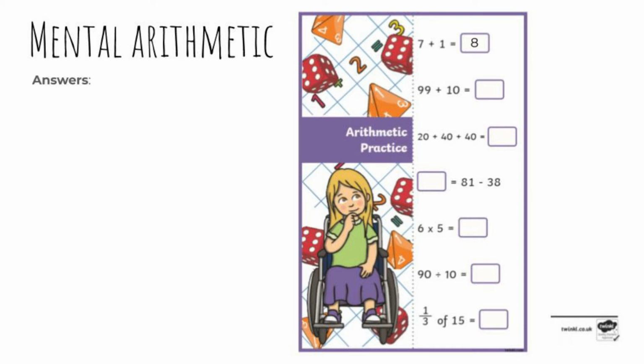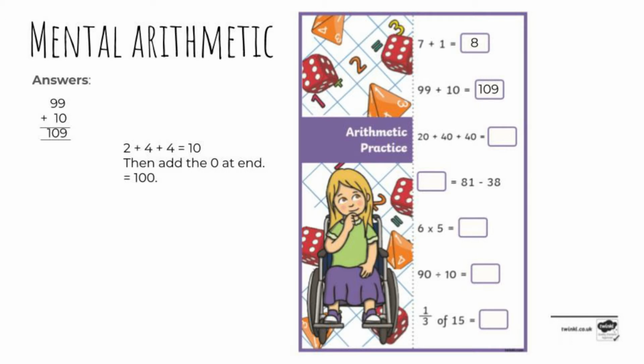So 7 plus 1 equals 8. Good, a nice easy one to start with. Now, how did you work out 99 plus 10? Did you write it in columns like this? Make sure you have your tens and your units lined up. So 0 plus 9 equals 9. 9 plus 1 is 10. So the answer is 109. Let's have a look at the next one.